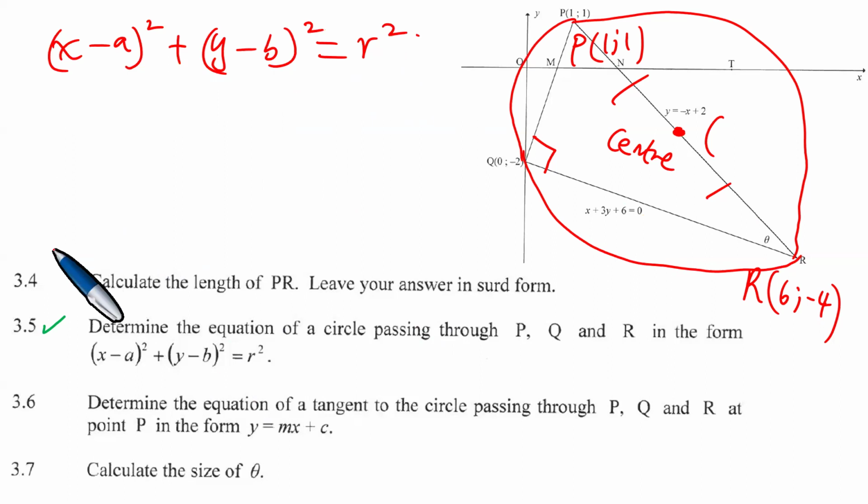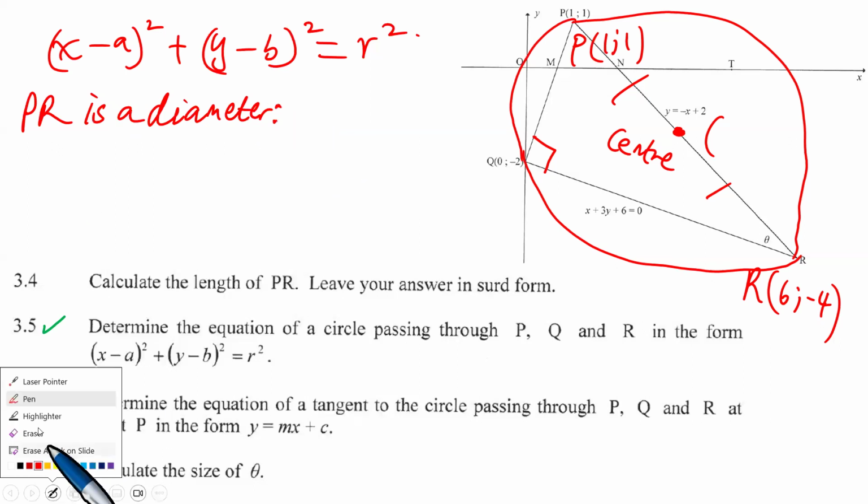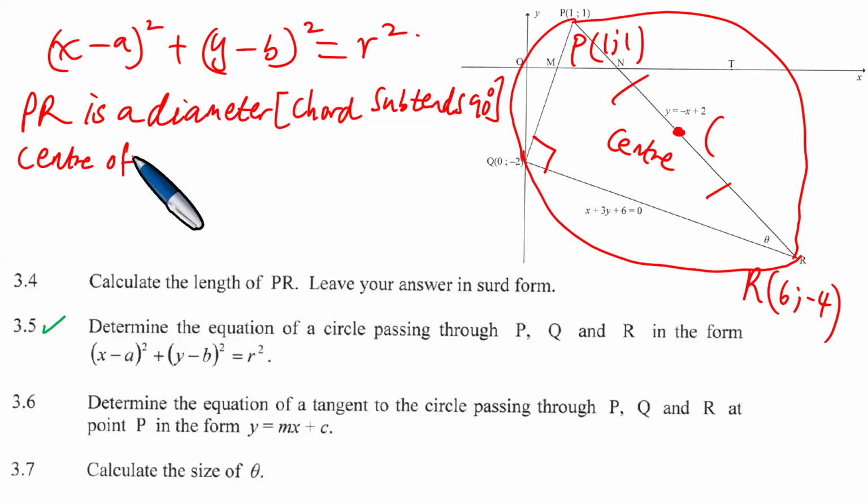So the center now, we note that PR is the diameter. PR is the diameter chord. Why is PR a diameter? PR is the diameter because it is a chord that subtends 90 degrees. So we can find the center of the circle.